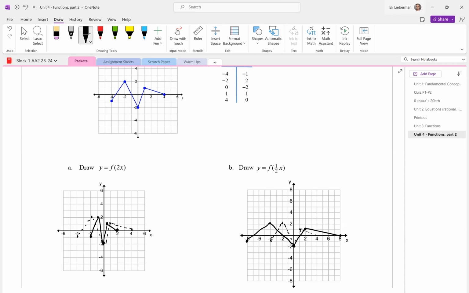Okay, so you plug in negative 4. 1/2 of negative 4 is negative 2. Yeah, it works. With reference to our original function, remember, when it's inside, it is counterintuitive. If you can remember that, you'll be fine.